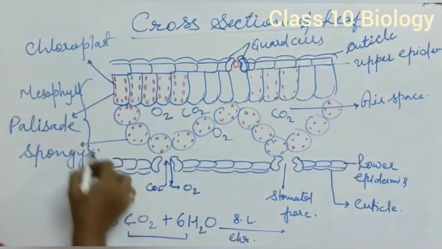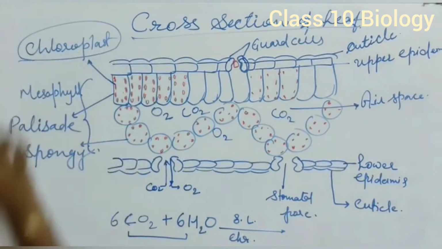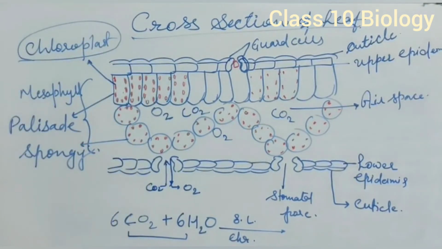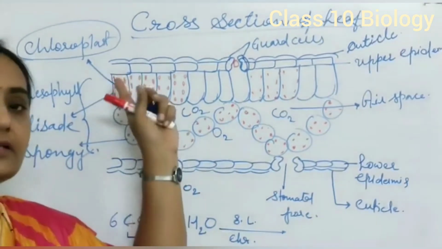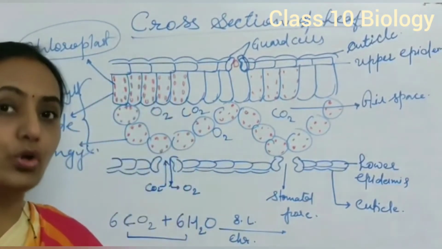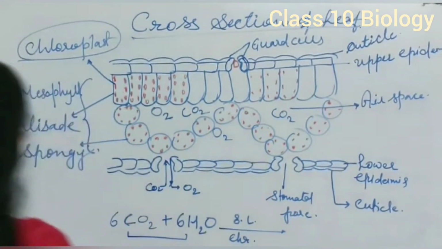Now where is chlorophyll? Chlorophyll is present in the organelle chloroplast. So now to study how the process takes place in the chloroplast, we will study the structure of chloroplast. Before studying the structure of chloroplast, let's look at the structure of stomata.